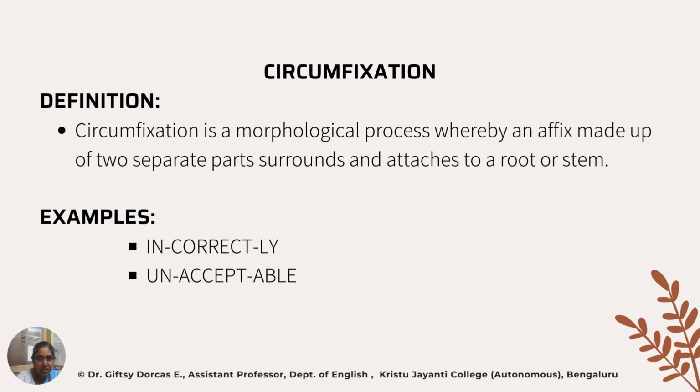Moving on to circumfixation. Circumfixation is where you add parts both in front and at the back of the word, meaning two separate parts. In front of the word something is affixed, and at the back of the word something is also affixed. Examples are incorrectly, where in and ly are added to the word correct. Next is unacceptable: for the root word accept, we add the prefix un and the suffix able, so it becomes unacceptable. So this was circumfixation.